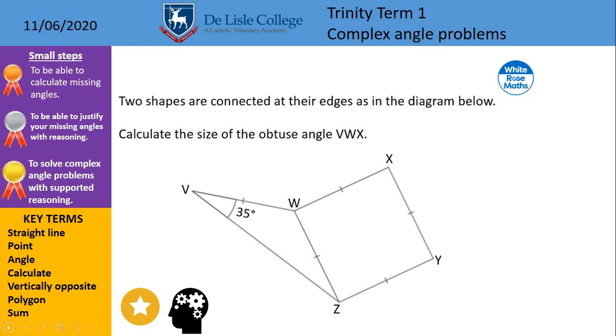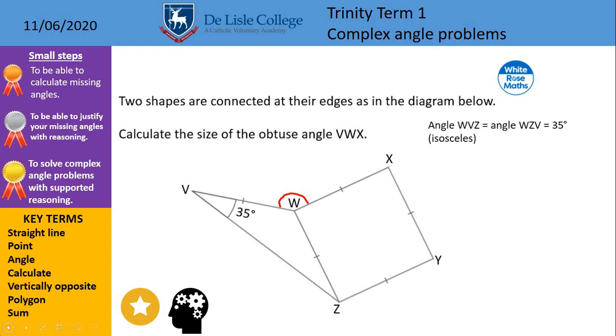Two shapes are connected. Calculate the size of the obtuse angle VWX. So some of you may be able to do it straight away from that, in which case have a go. If some people are quite unsure which angle we're looking at, that's the one we are looking at. They're brilliantly annotated with a perfect curve there on VWX. So pause the video and have a go, and then I'll talk through how we may solve that one.